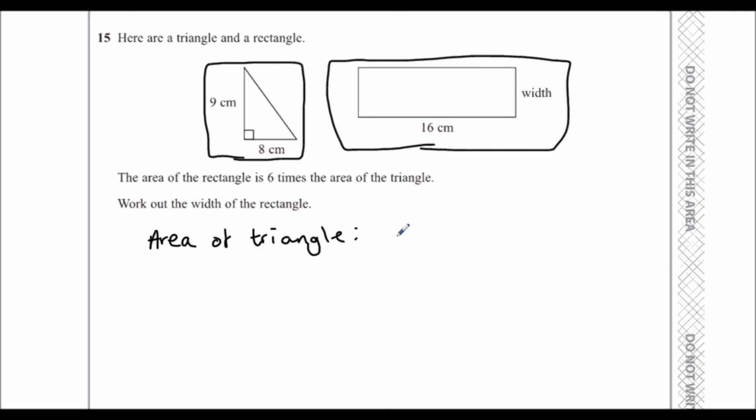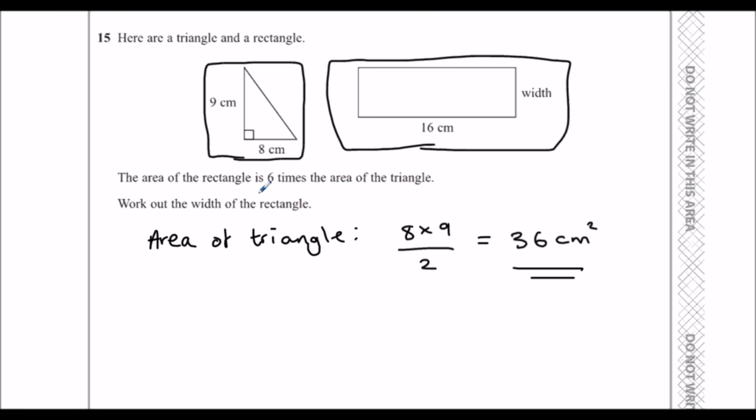To work out the area of a triangle, you do half of the base times the height, or length times width, over 2. So 8 times 9 over 2, which is 72 over 2, which is 36 centimeters squared. If you did half of the base times the height, that's probably easier because it's 4 times 9, but still 36 centimeters squared.